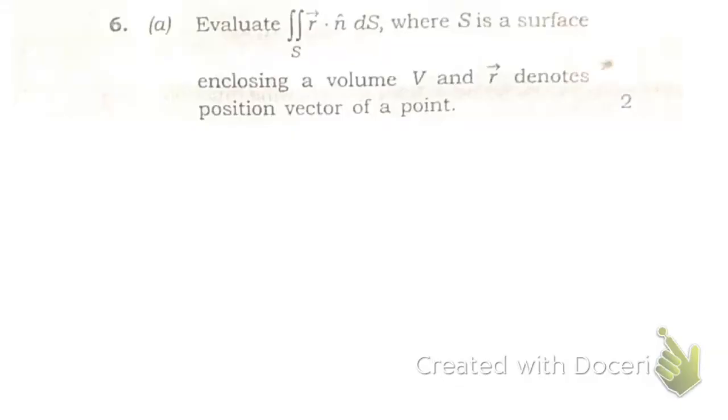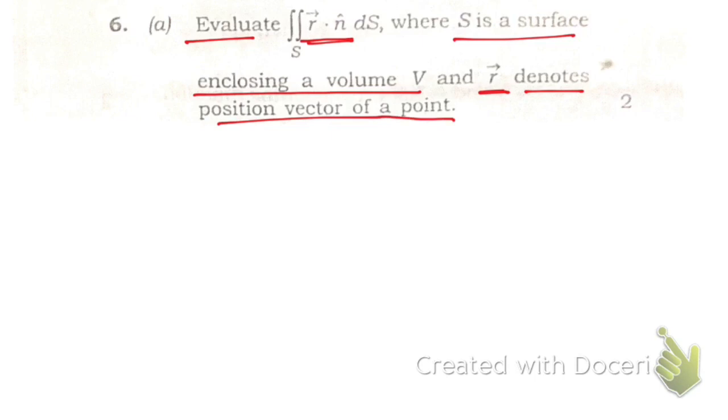So this is question number 6. Evaluate this surface integral r dot n cap ds, where S is the surface enclosing a volume V, and r denotes the position vector of a point. So now how to solve this? Here we're going to use the divergence theorem.